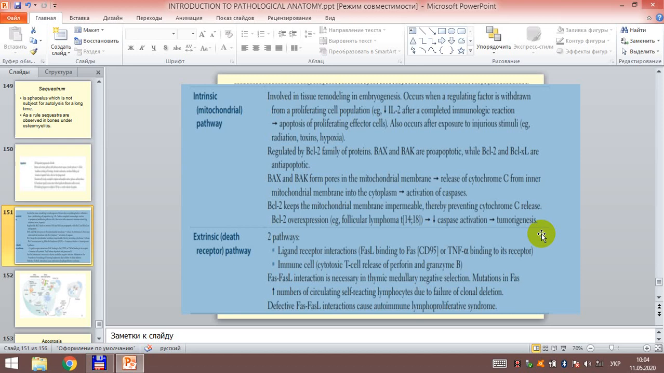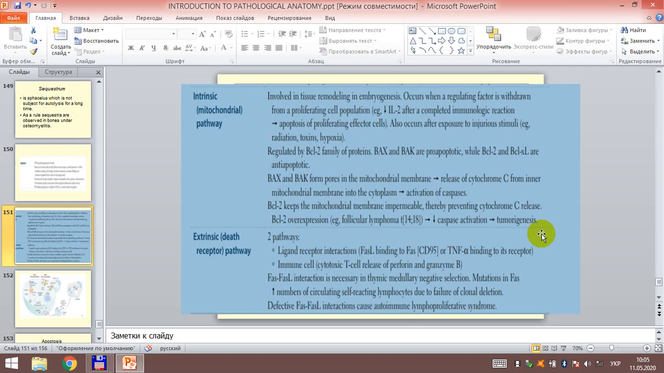Extrinsic death receptor pathway: two pathways. Ligand receptor interaction, FasL binding to Fas, and TNF-alpha binding to its receptor. Immune cell pathway: cytotoxic T cells release perforin and granzyme B. Fas-FasL interaction is necessary in thymic medulla negative selection. Mutation results in increased numbers of circulating self-reactive lymphocytes due to failure of clonal deletion. Defective Fas-FasL interaction causes autoimmune lymphoproliferative syndrome.